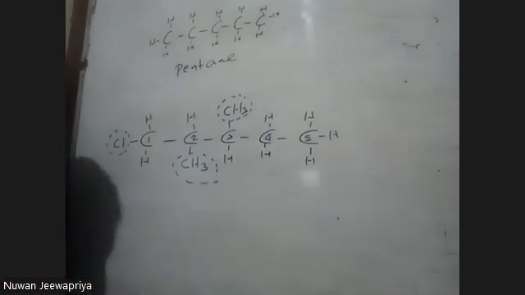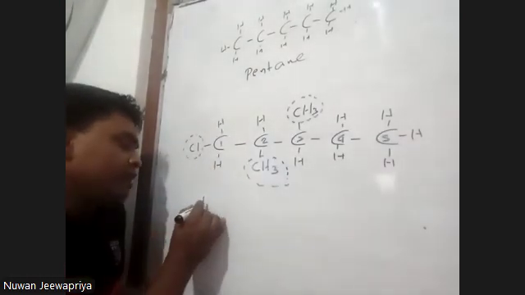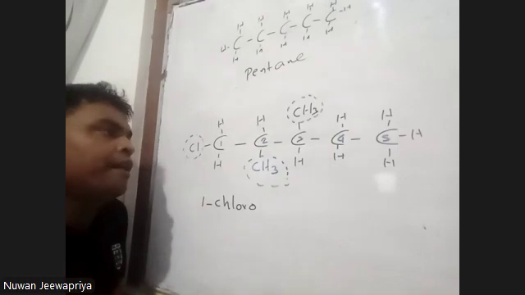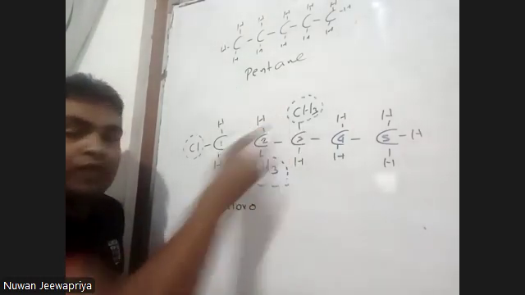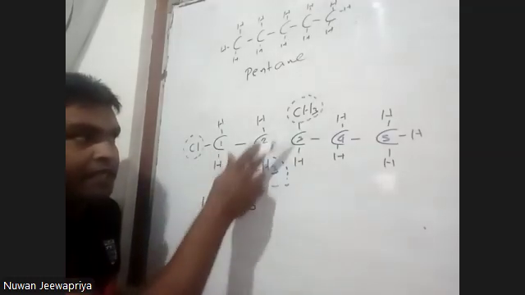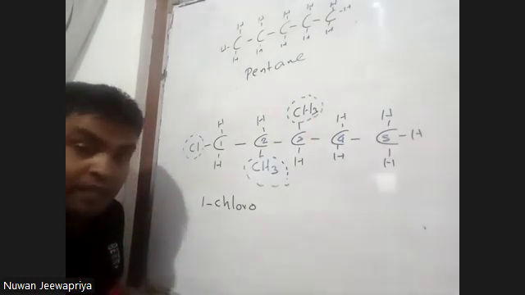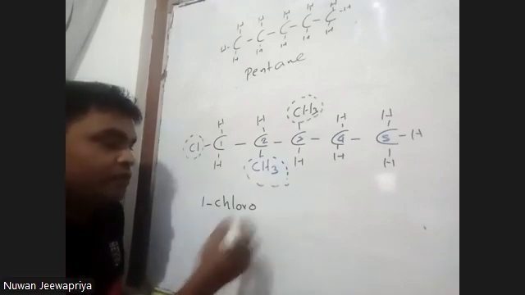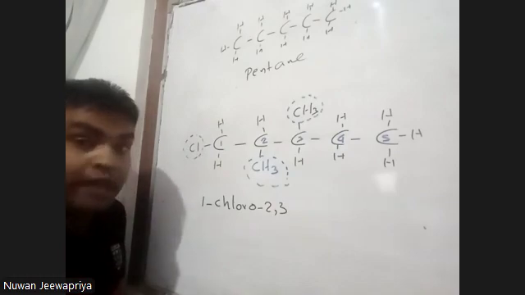So I want to say the first carbon has chlorine. How do you say that? 1 dash chloro. Second and third: the second has methyl, the third also has methyl. So the second and third both have methyl, 2 times. How do we say that? 2, 3. Second and third have methyl 2 times.